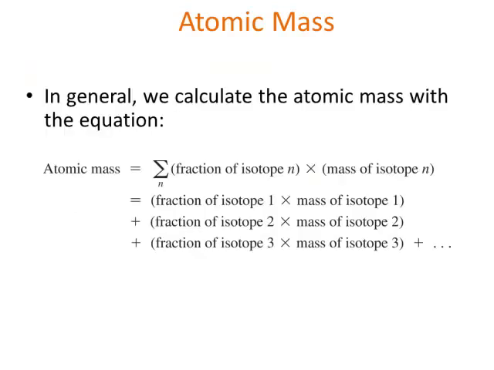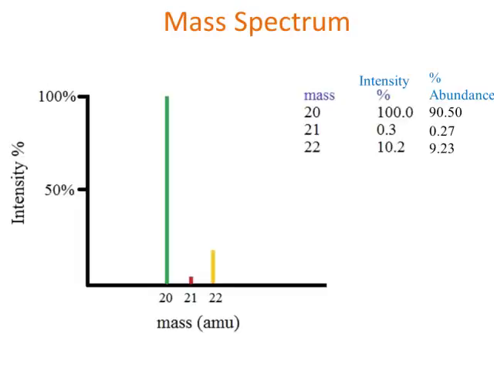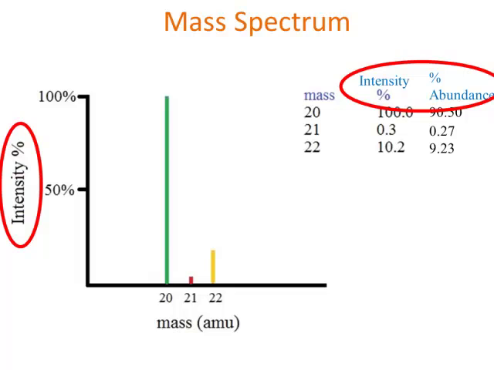As you just saw, we calculate the atomic mass of an element by multiplying the abundance of each isotope in decimal form by the mass of that isotope, then summing all the resulting values. One last thing I need to mention about mass spectra. Watch the label of the y-axis. On the mass spectrum we looked at, the y-axis values were the intensity percents reported by the mass spectrometer. To calculate the average atomic mass, we had to first convert from intensity percents to relative abundances.